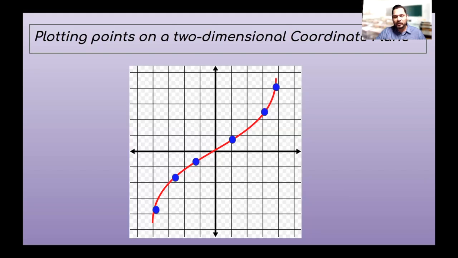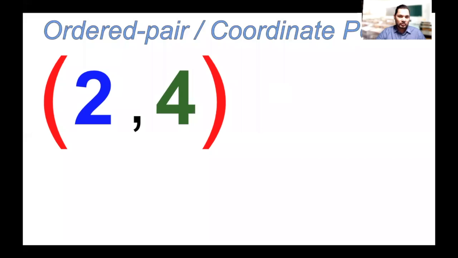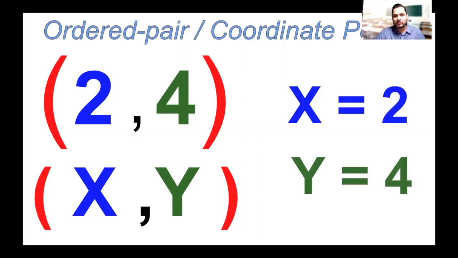Well, in graphing, we refer to those two numbers as an ordered pair. And this ordered pair follows a specific format. That format always consists of two numbers separated by a comma and surrounded by parentheses. Now, to make things even easier, we also keep these numbers in that exact order at all times, and we refer to those numbers by their variable names, x and y. And in this case, x equals 2, y equals 4. So now that we know the format of our ordered pair, how do we transfer that onto a coordinate grid?